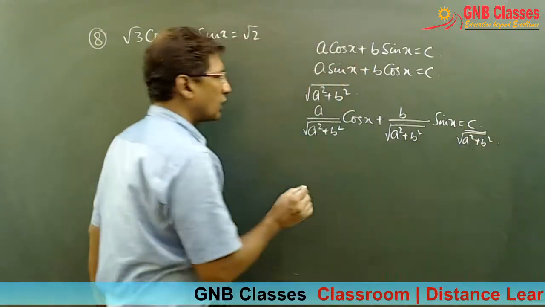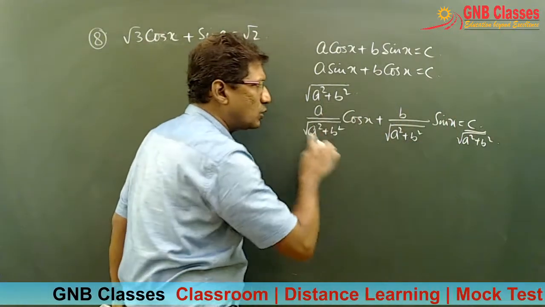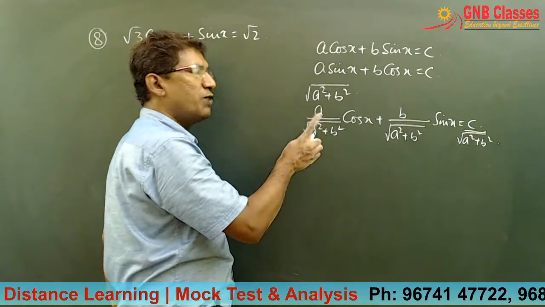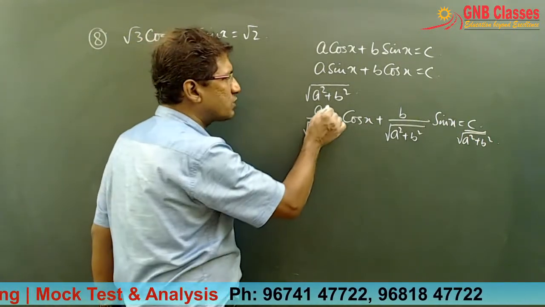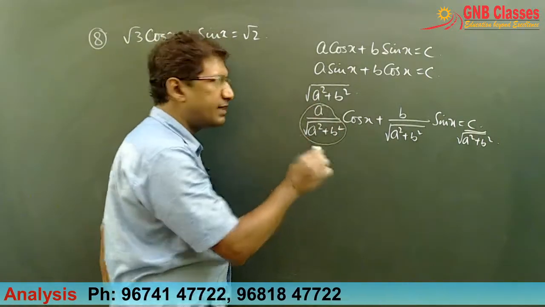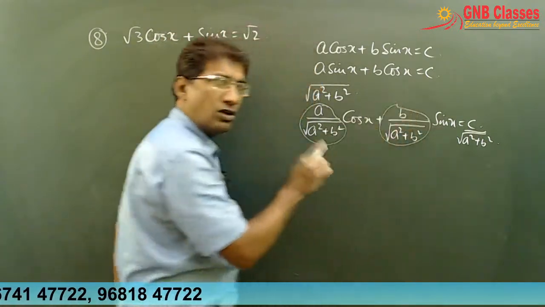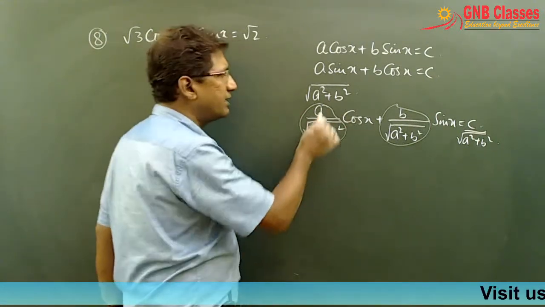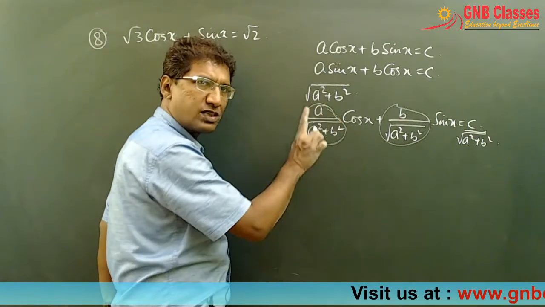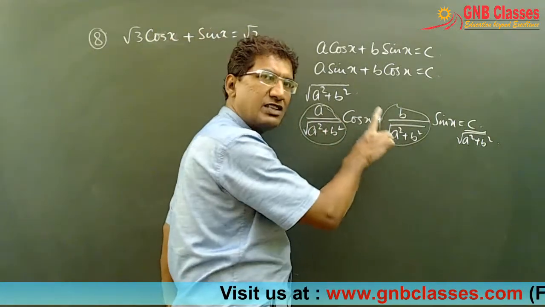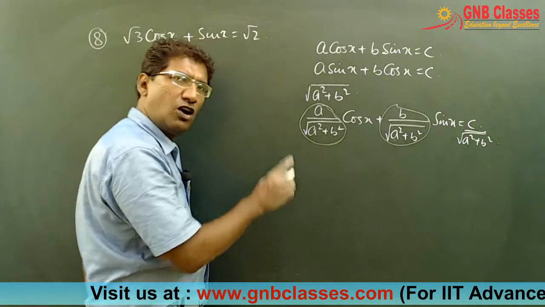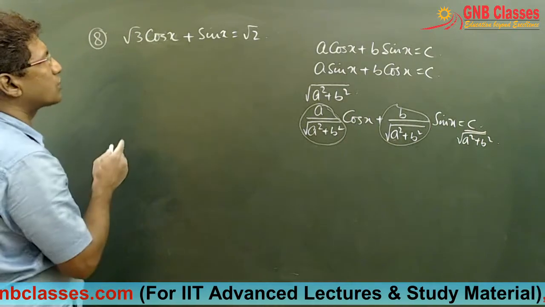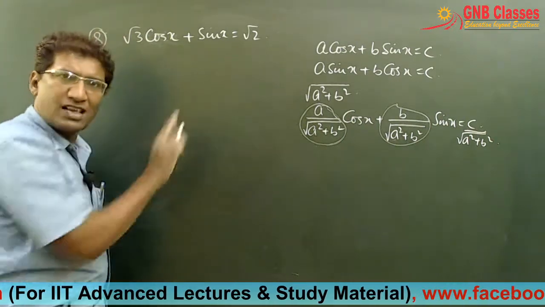Okay. Now, to convert the left hand side in terms of cos, all we do is we take this thing as my cos theta, so this thing will be your sin theta. Or the other way around, if we want to convert it in terms of sine, then we will take a by this part as your sin theta and b by this part as your cos theta, so that we will get the formula of sin a plus b. Is it clear?